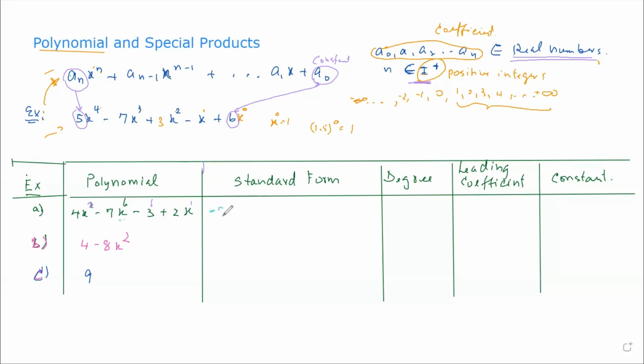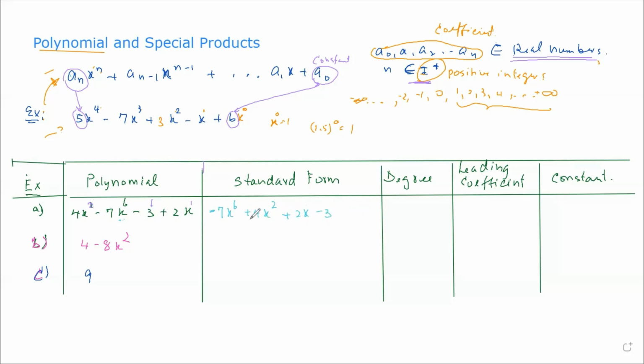So negative 7x power 6. And the next one, what is its index? x power 2. So 4x power 2, which becomes plus, plus 4x power 2. And the next one is x power 1. Just in order, okay? So plus 2x, and the last one, the 3, here is negative 3.